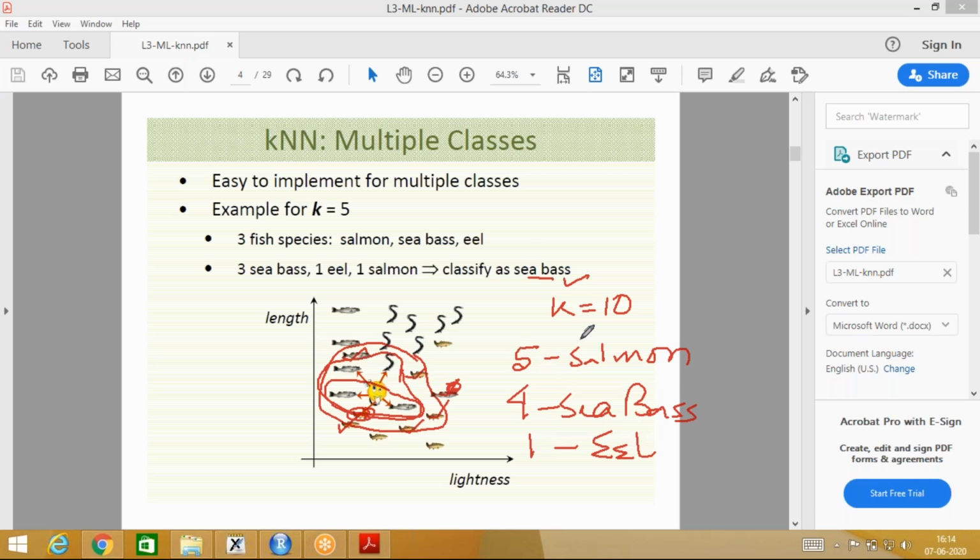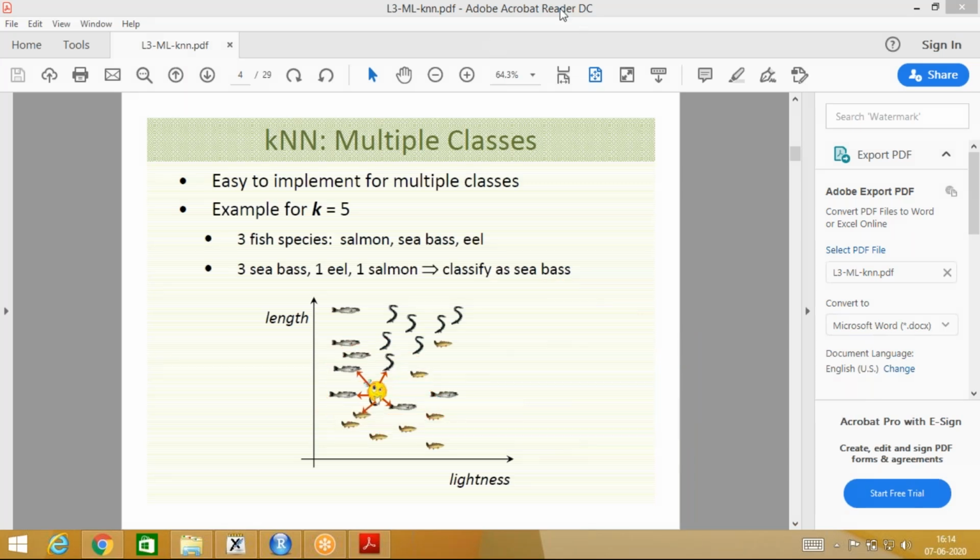All I'm trying to say is that in that case, I will choose it as salmon. So what happens is, as you change the number of K, forget about K is equal to 10. Just assume by chance there is 1 extra eel, which is very far away, sitting here. But you take K is equal to 50.